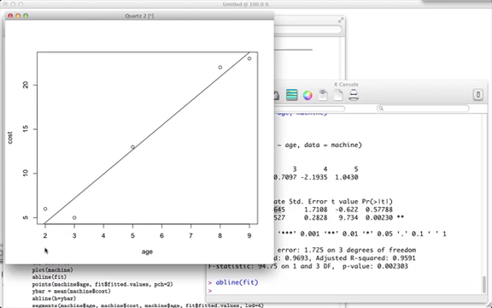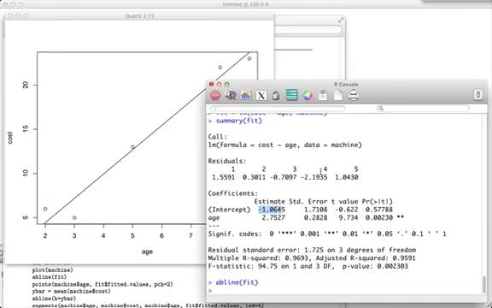A similar point would be if I asked you to estimate what it's going to cost to maintain a 50-year-old machine. Your answer should be, I don't know, because you don't have any data beyond 9. So don't try to interpret that intercept in this case.